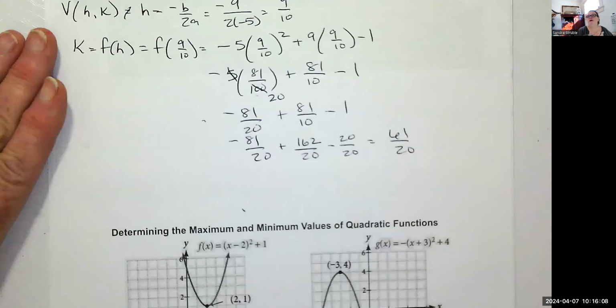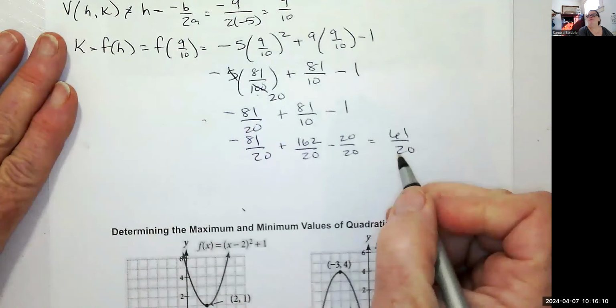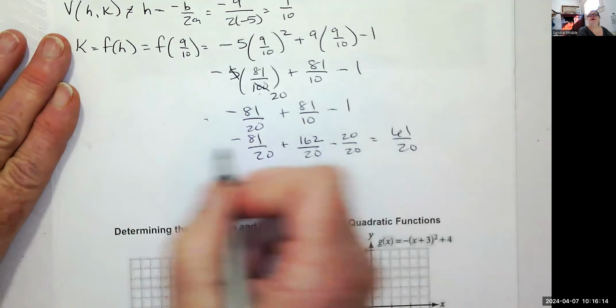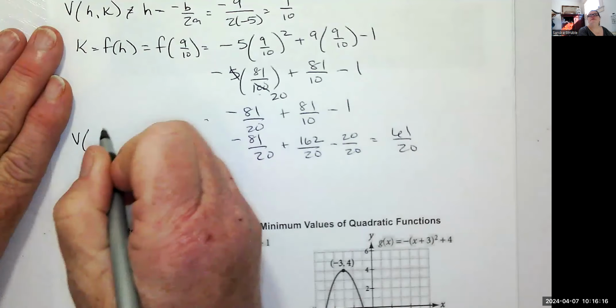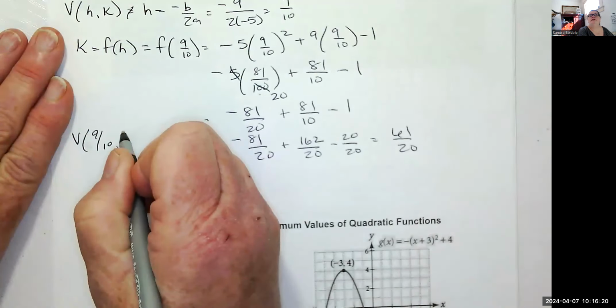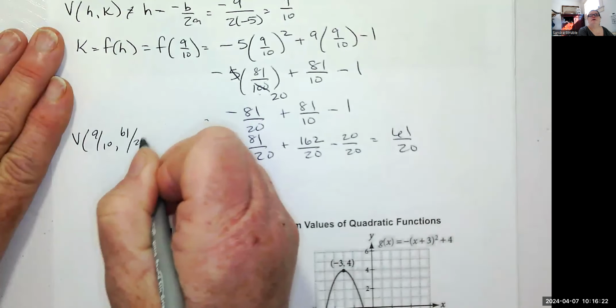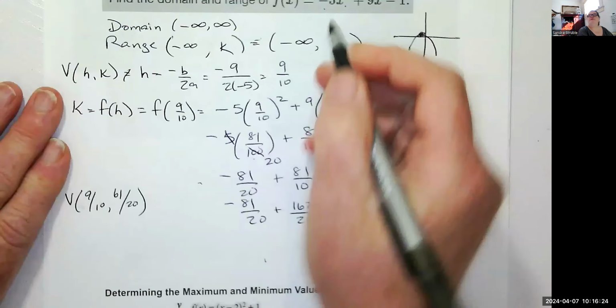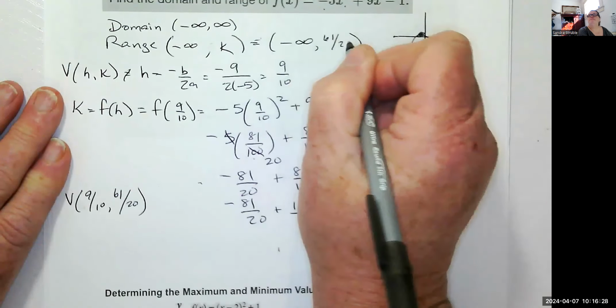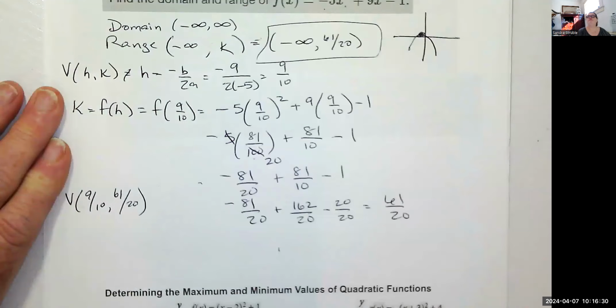It's not an improper fraction. You could have used 3.05, but I'm going to stick with a fraction. So my vertex is: H was 9/10 and K was 61 over 20. So I can come over here and just say my range is from negative infinity to 61 over 20. Okay.